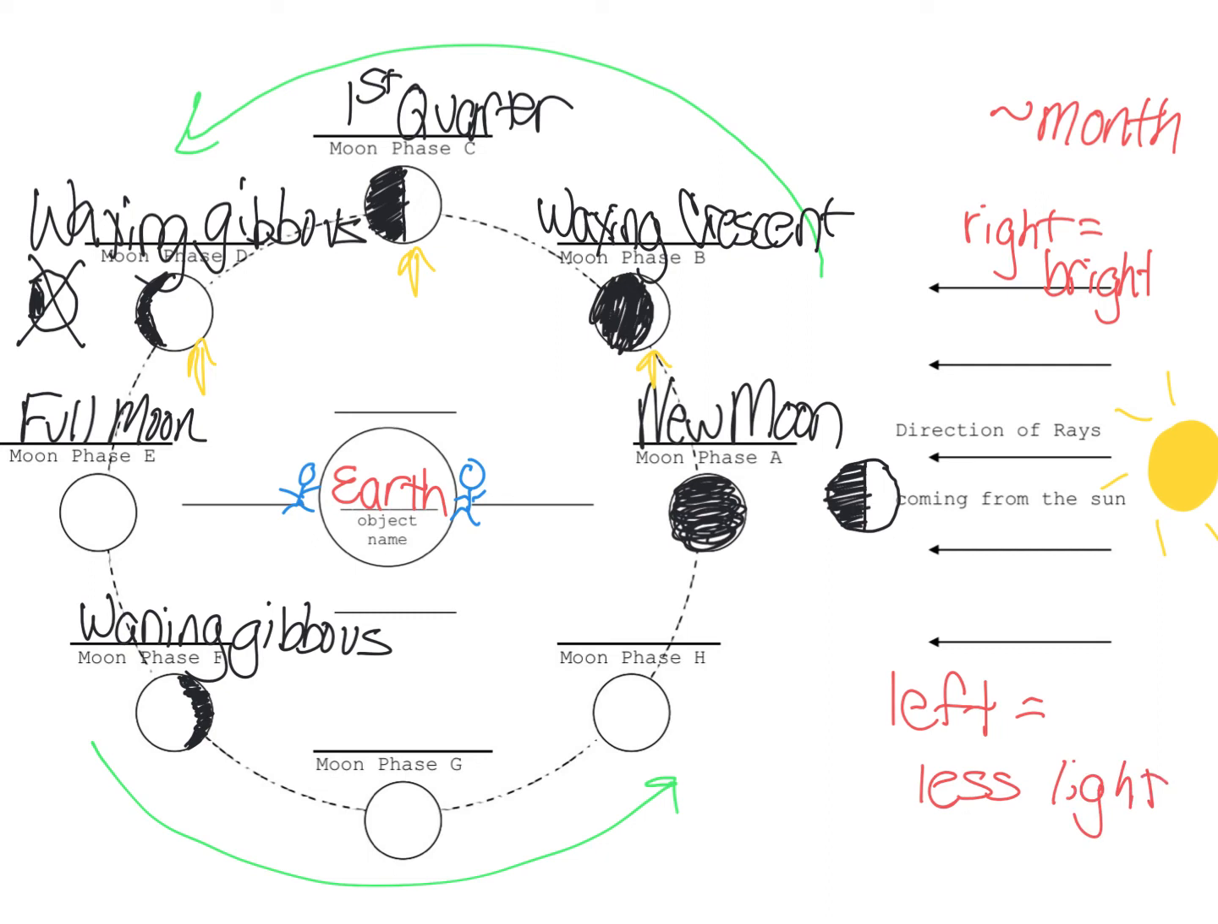Now, our next phase, phase G, the one that's opposite our first quarter, is going to look opposite of our first quarter. Remember, these quarter moons look like they're half lit, but what we're seeing is half of the illuminated half of the moon. So it's a quarter moon. Recall that this one is called the third quarter.